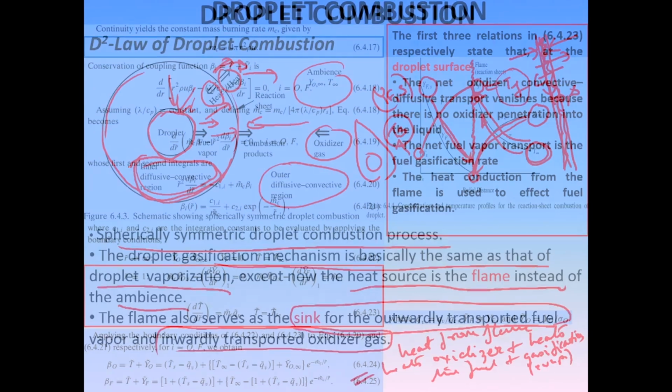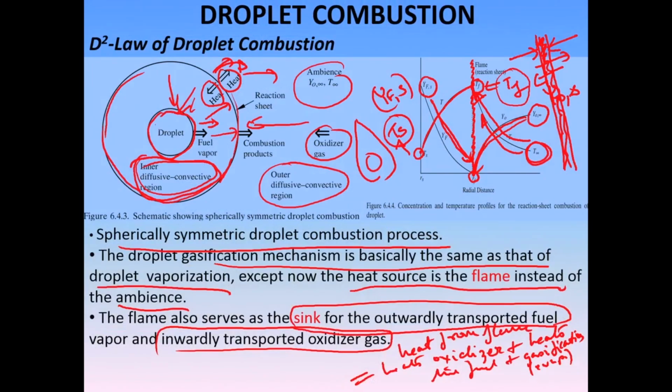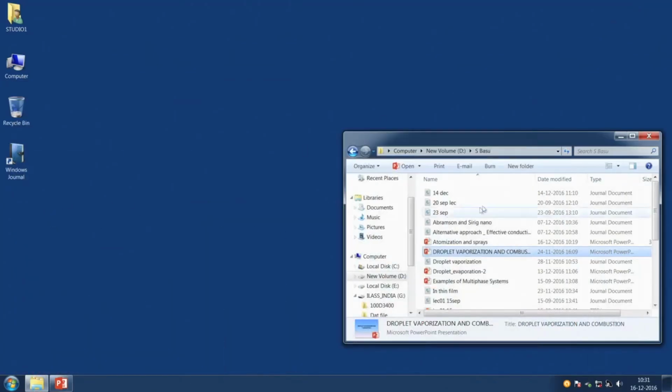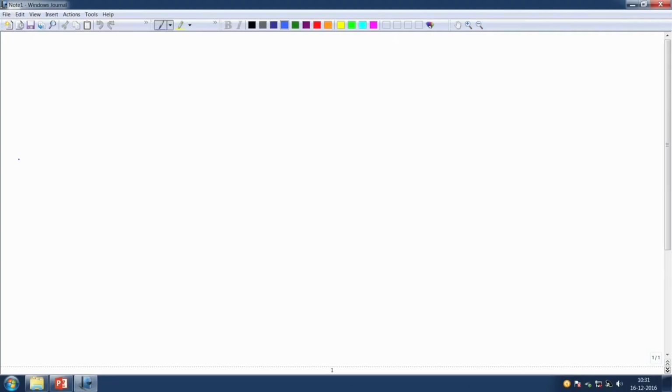So, let us now write the governing equations for the same. Let me go to the journal and write the governing equations for the flame. So, basically we start with the continuity.